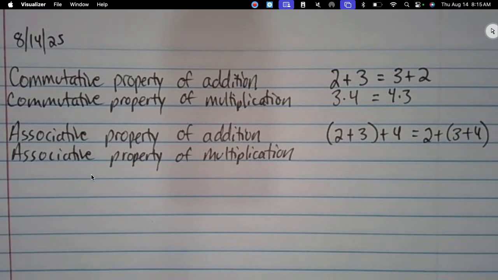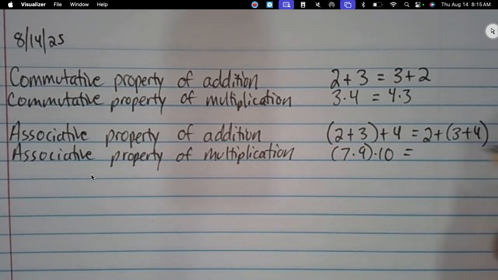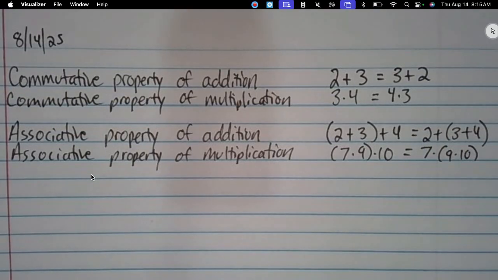Multiplication one, let me see what they do. They just did 7 times 9 times 10. That's the same thing as 7 times 9 times 10. But you just change what you do first. Just move parentheses. That's associative property.